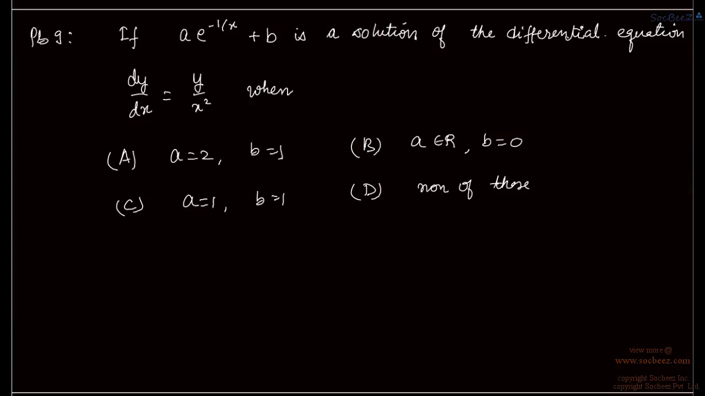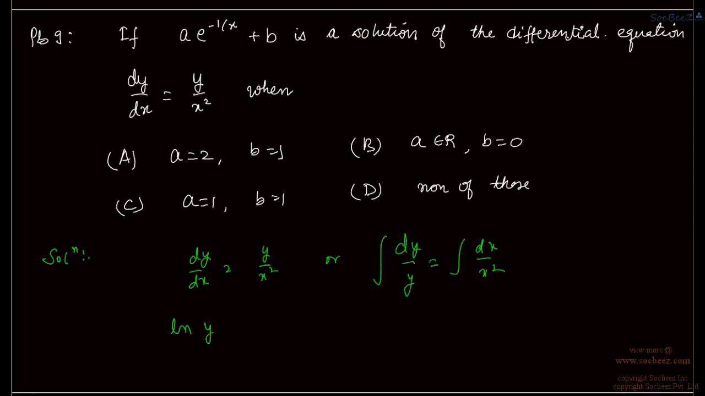Now we have problem number 9. If y is equal to a e to the power minus 1 upon x plus b is the solution of the given differential equation, then let us now try to solve the equation. dy upon dx is equal to y upon x square, or we can write it as dy upon y is equal to dx upon x square.